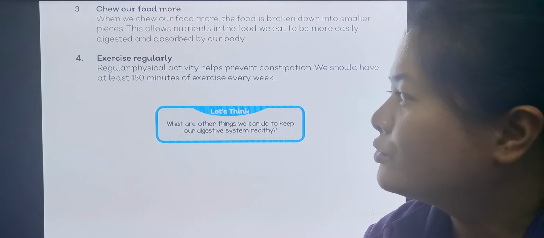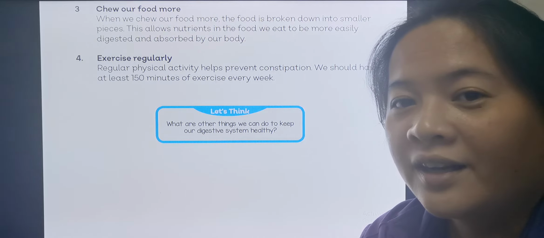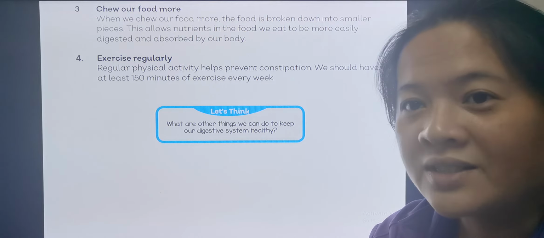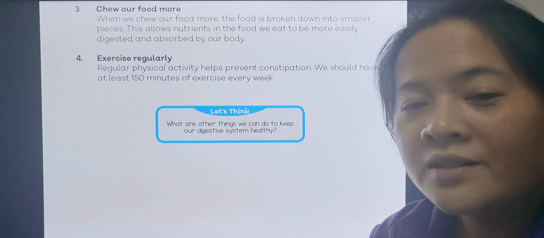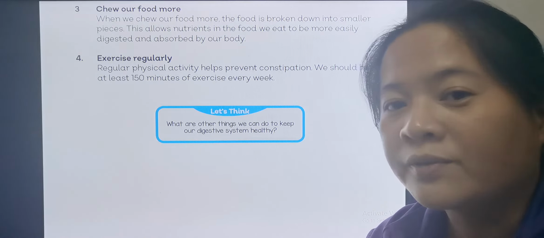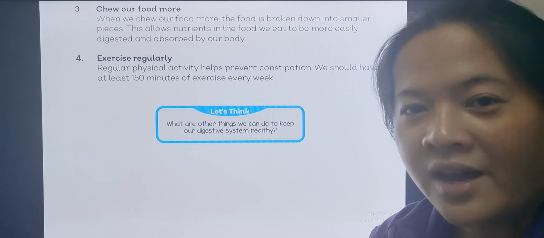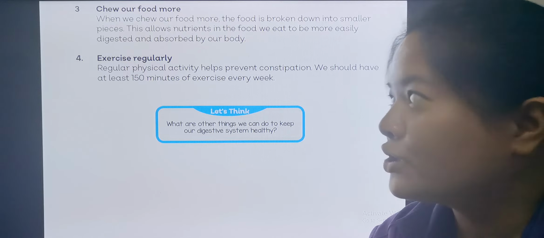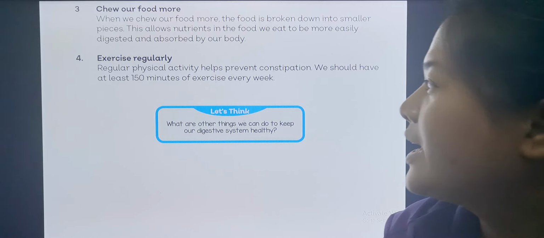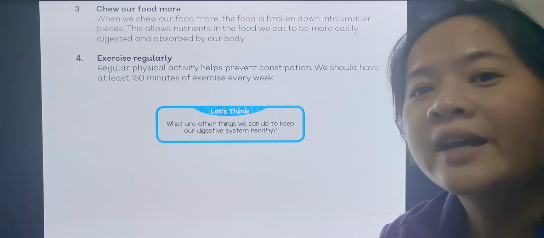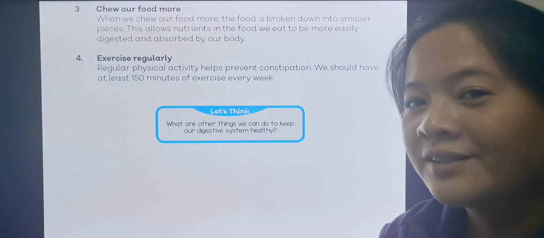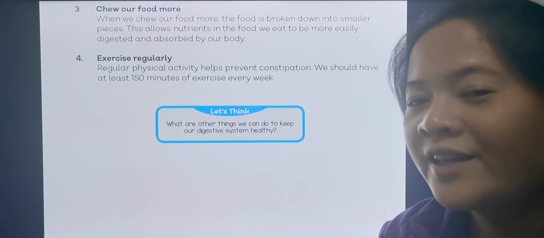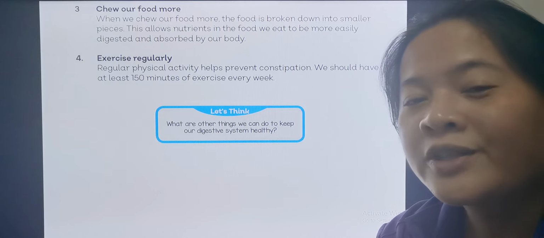And then number four is to exercise regularly. Exercising regularly can help the digestive system because it helps prevent constipation. If you remember constipation, we already studied it. We said that constipation is the difficulty of passing stool. So if we exercise, we can also prevent constipation. Okay, it says here we should have at least 150 minutes of exercise every week. 150 minutes is like more than 2.5 hours, right? So if you exercise 1 hour 3 times a week, that's okay.